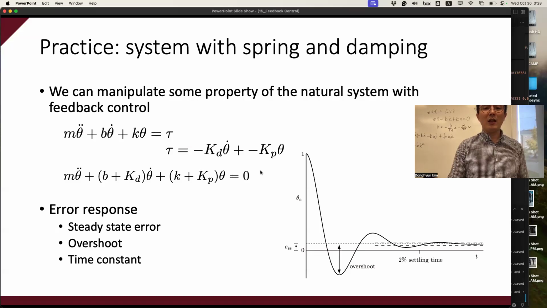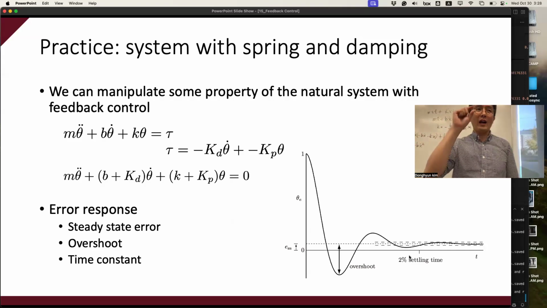If you're engaging the KD and KP, which are your proportional and derivative feedback gains, then the system dynamics goes this way. So this is why when you increase the KD, you have to be careful because you already have a B, which is friction. So maybe the system is already damped and you're adding the KD, which means you're going to make the system more damped. Depending on how you set up the KP and KD, it changes the steady state error, overshoot, and time constant. And what is the time constant? What is the steady state error?